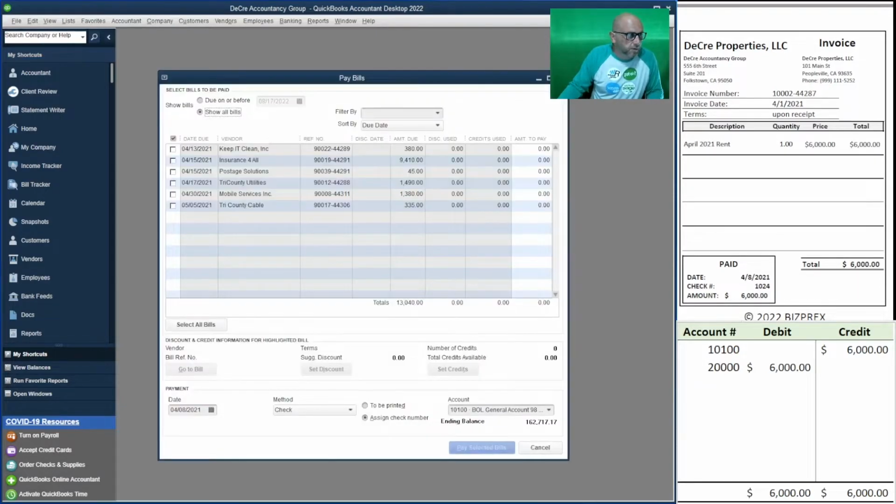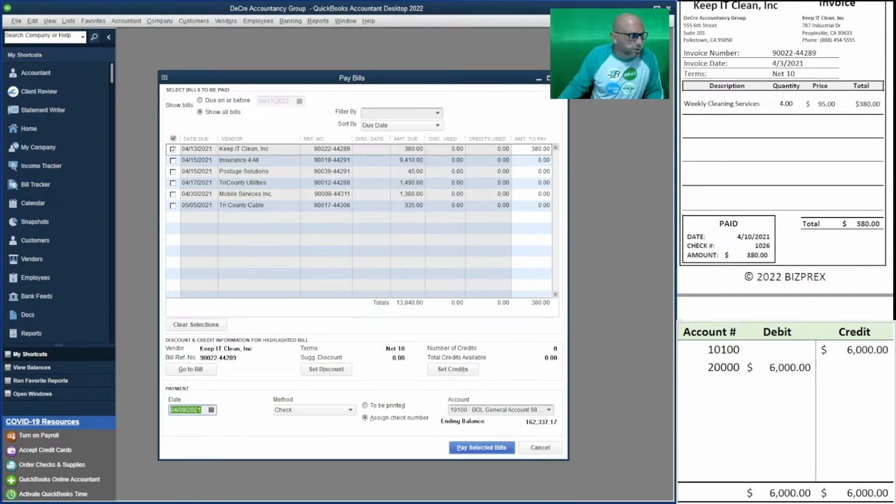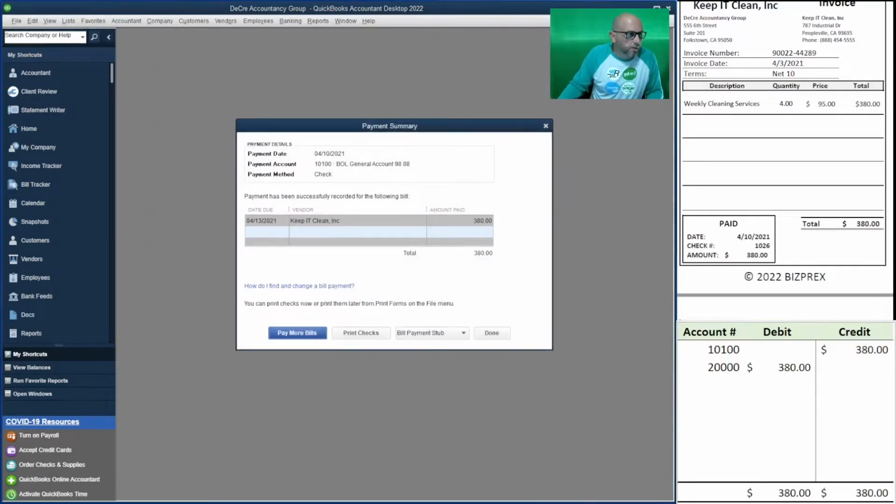Let's pay more bills. Next we have Keep It Clean. In this case, let's mix it up and make sure you change the date. Oh no, that's the utilities here. Keep It Clean, date is 10. In this case, let's print it. Again, the impact will be identical, like I said. The only thing that changes at this point is the amount. But to show you, let's print that check. Pay selected bill. So here it is, the 380. 380 will become a debit to 20,000 and a credit to 10,100.